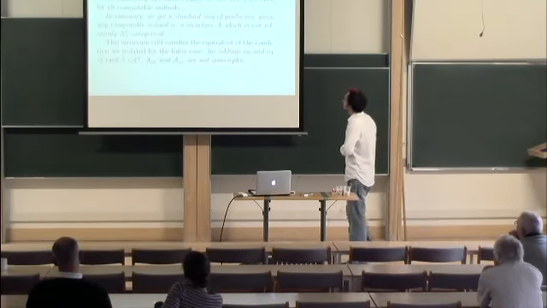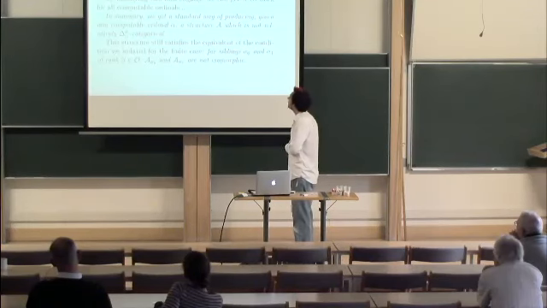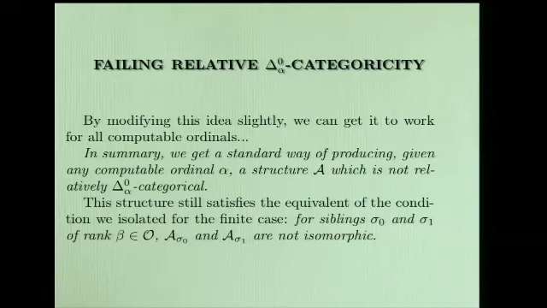So in summary then, we get a standard way of producing, given any computable ordinal alpha, a structure which is not relatively delta zero alpha categorical. Which isn't that much of an achievement, because we need to make it completely categorical, right? But anyway, we have a standard way of doing that here.